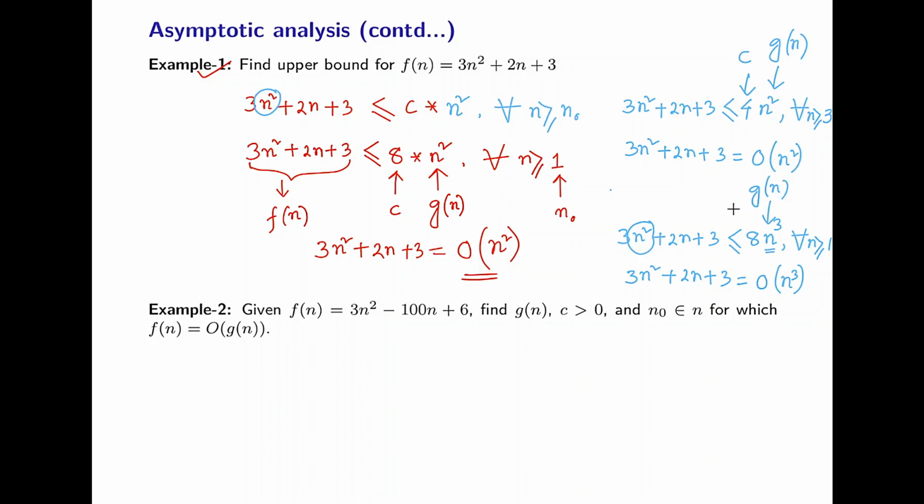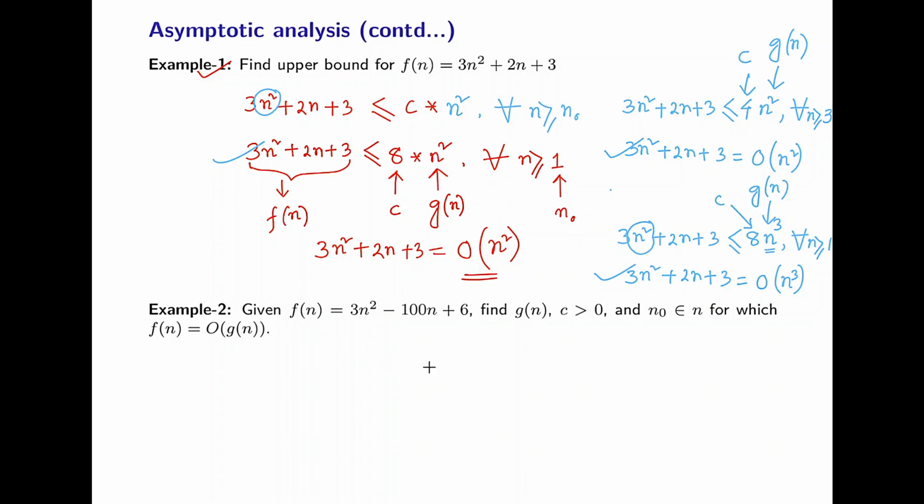Okay, the value of c is what? The value of c is 8. Is it true? Yes, it is also true. It is correct. But we should always go with the closest one, right? Closest one possible. So here the closest one possible is what? The closest one possible is n square. So the value of g(n) here we should take is n square.